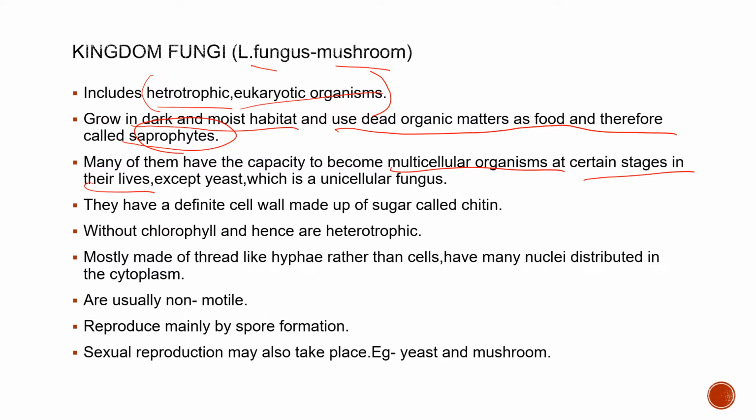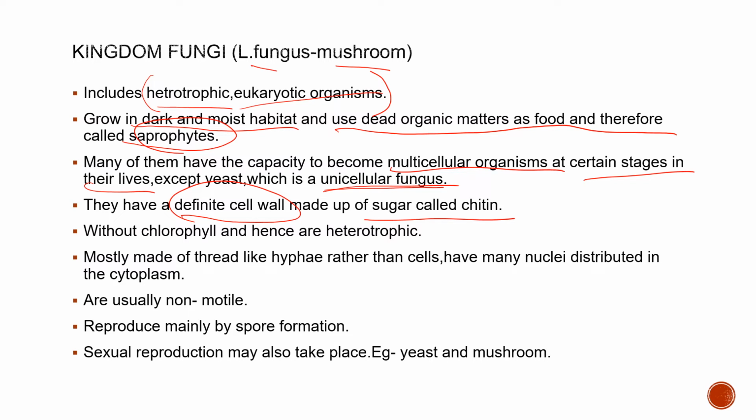their lives, except yeast, which is a unicellular fungus. Others are multicellular, and they have the capacity of becoming multicellular at different stages of their life. Now these fungi have a definite cell wall, and this cell wall is made up of a sugar called chitin. Okay, the cell wall of fungi is made up of the sugar chitin.